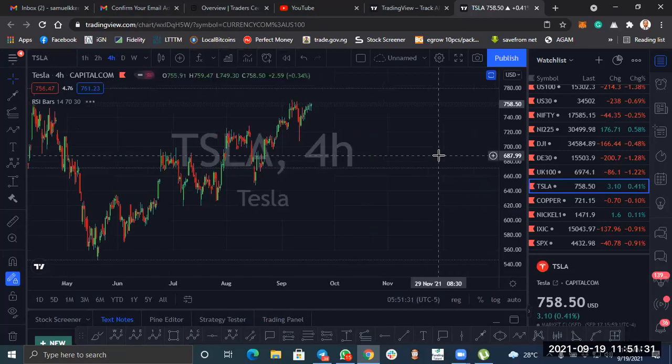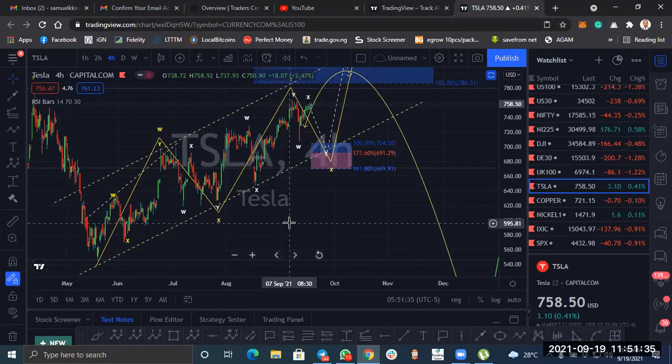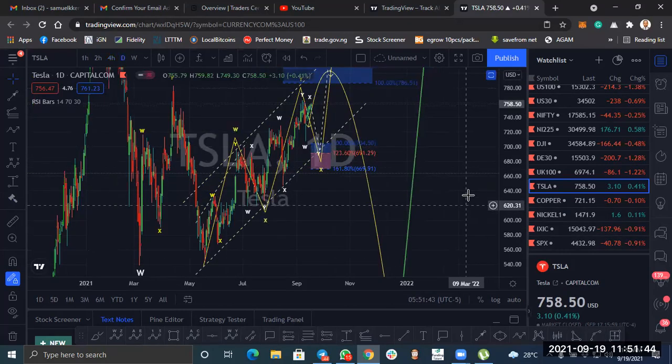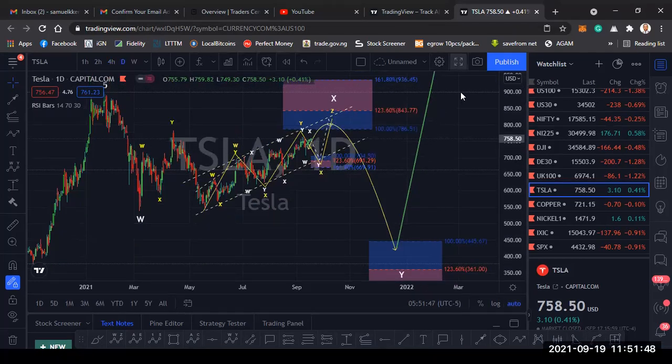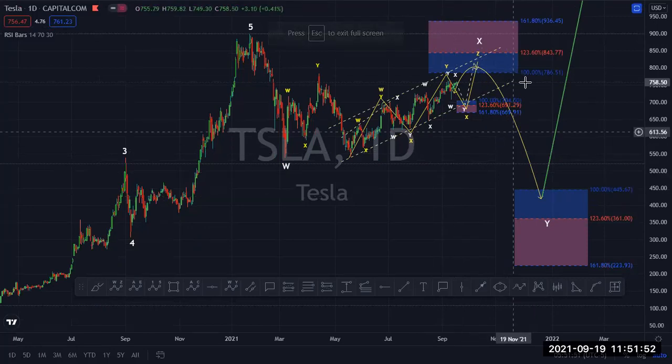Tesla. Tesla is correcting, but the correction is too technical unless you are experienced. You know, all these things are forecasts. Markets can change at any time.